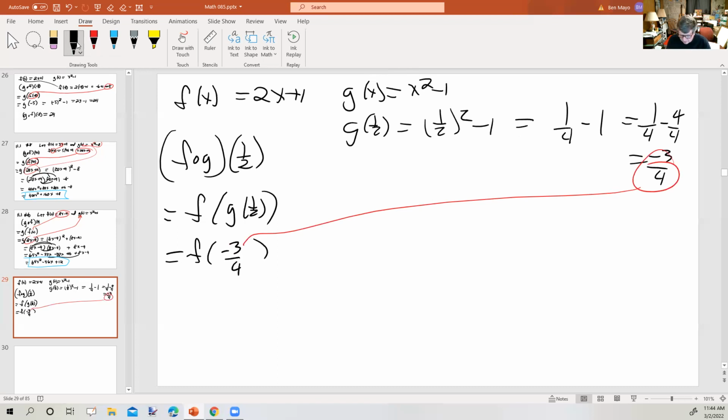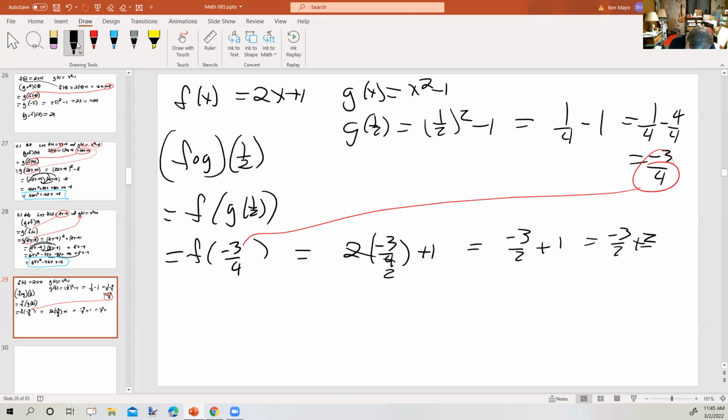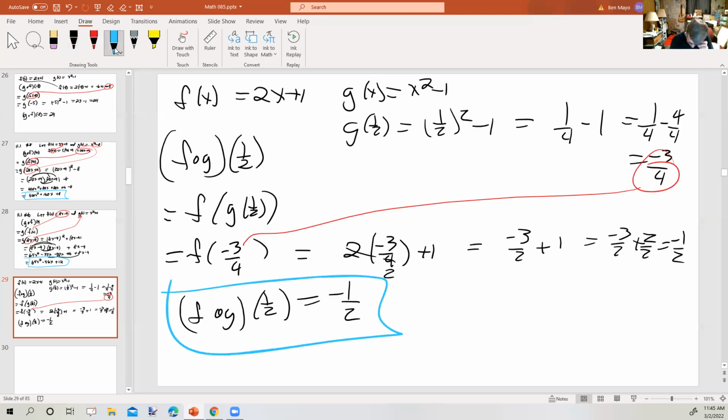Still with me? And that's going to be 2 times negative 3/4 plus 1, which is, let's see, that reduces down to negative 3/2 plus 1, negative 3/2 plus 2/2 equals negative 1/2. So f composed with g of 1/2 equals negative 1/2. Any questions on that example? Okay, let's see here.